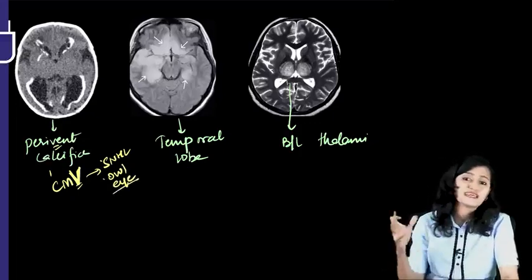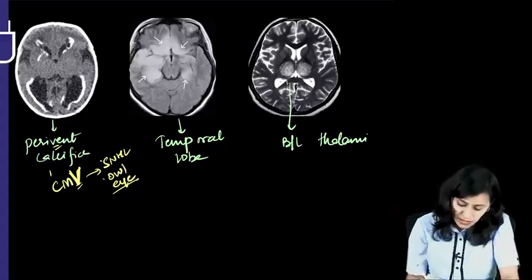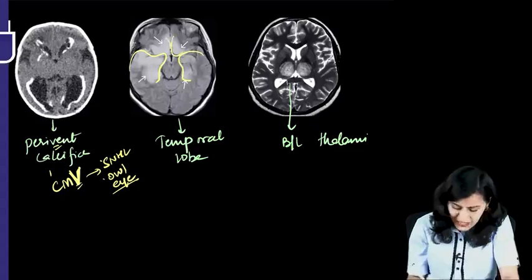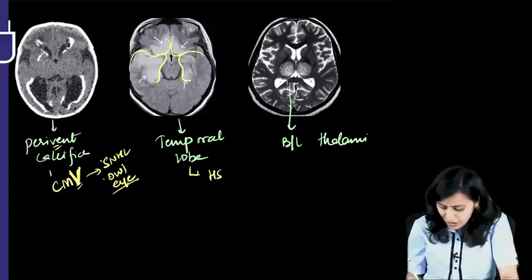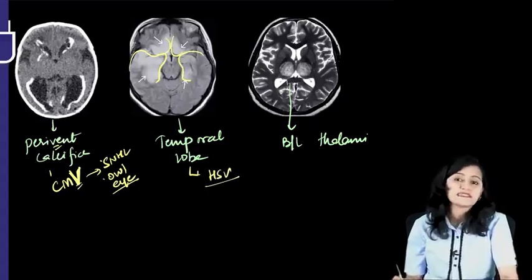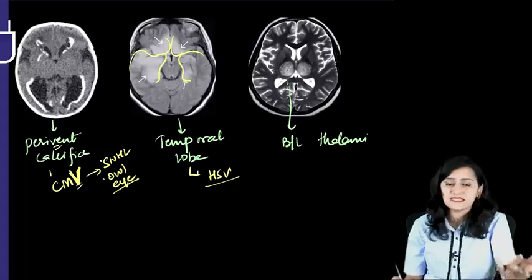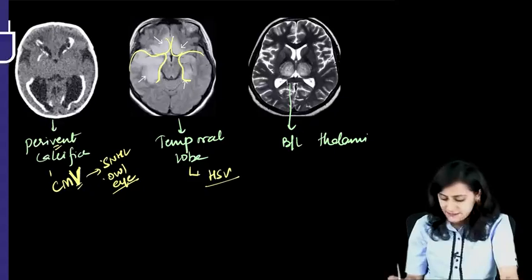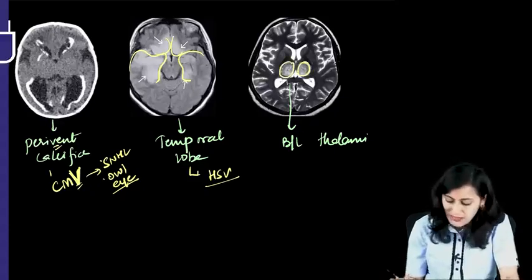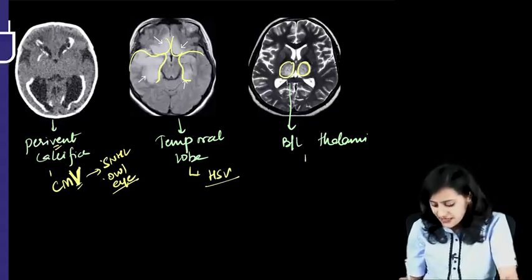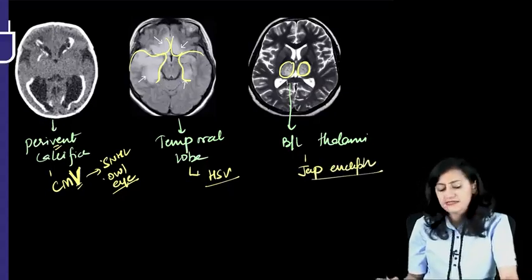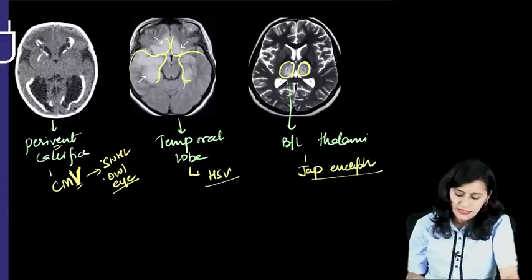When you have a patient with encephalitis involving the temporal lobe, this is the temporal lobe surrounding the midbrain, the basifrontal lobe. Temporal lobe involvement, we should always think of herpes simplex virus encephalitis. Again, a recent NEET PG question, HSV encephalitis. When you have bilateral thalami involved in a patient of encephalitis, think of Japanese encephalitis.